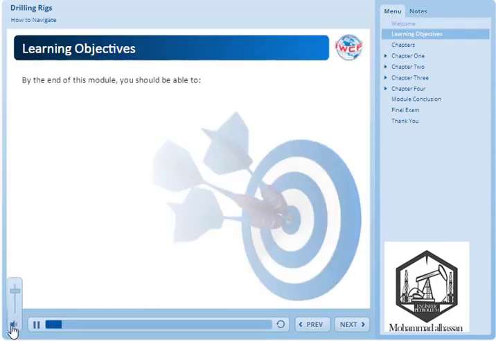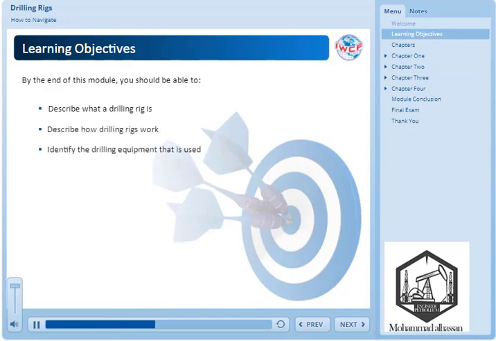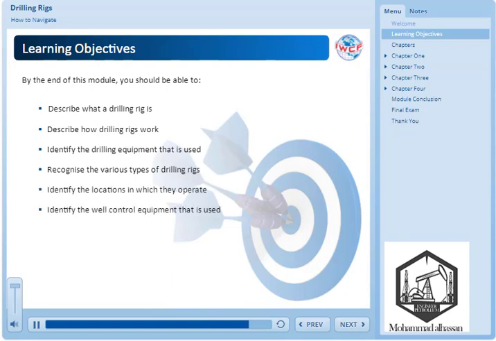By the end of this module, you should be able to describe what a drilling rig is, describe how drilling rigs work, identify the drilling equipment that is used, recognize the various types of drilling rigs, identify the locations in which they operate, and identify the well control equipment that is used.